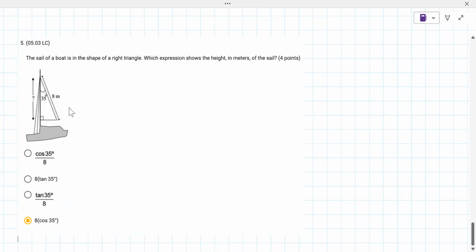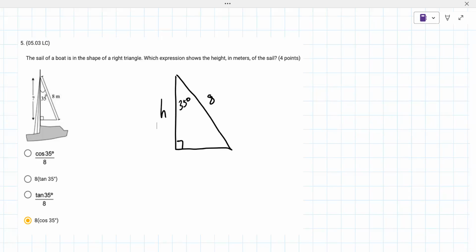Okay. So again, sometimes you could just draw it without all the physical situation. 35 degrees, 8, and we want basically the height here. So, question is, which trig function should you use? Which one are you going to use here? Is it sine? Is it cosine? And then why?